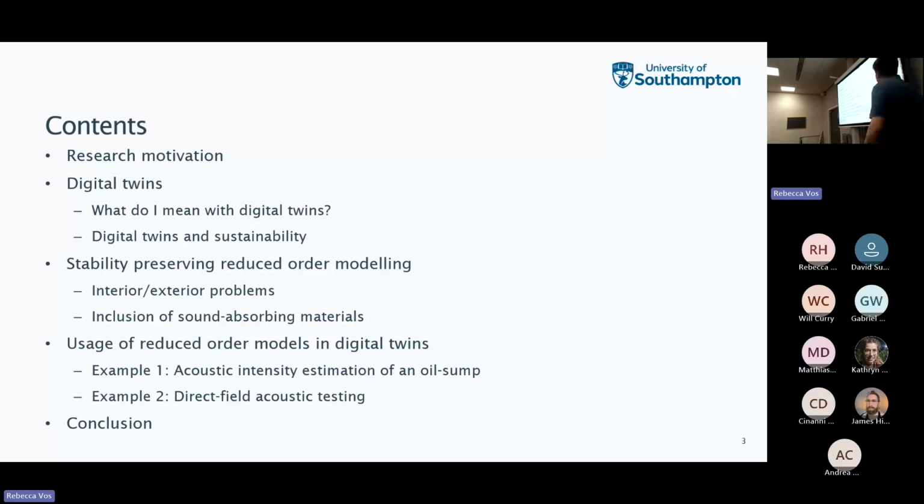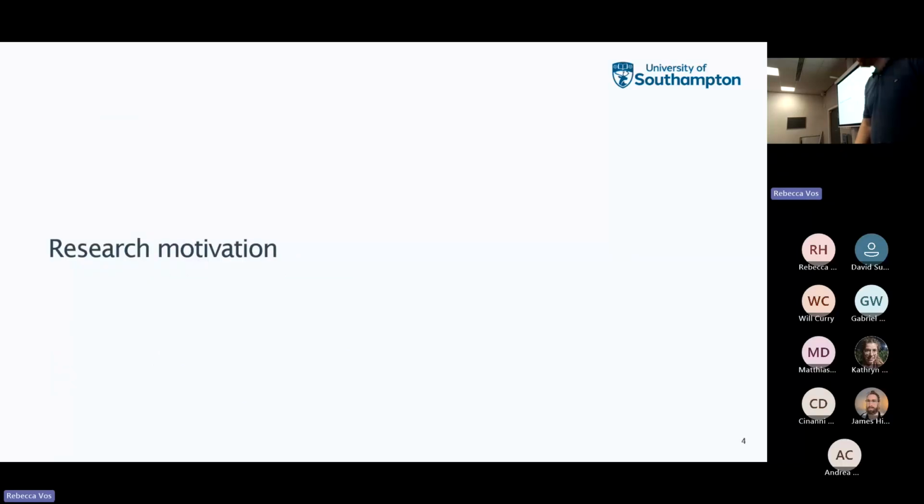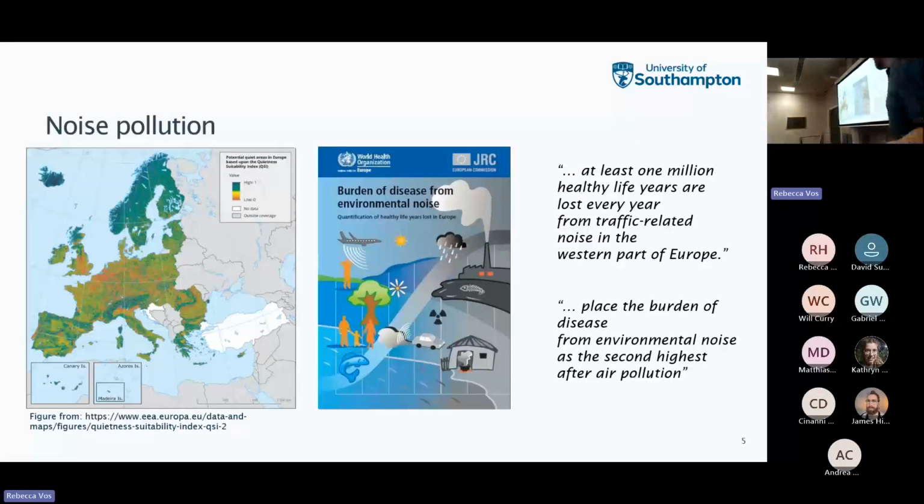Then I will talk about stability preserving reduced order modeling. This is a method that we're using to basically be able to use digital twins for vibroacoustics. And then I will conclude my presentation with a few examples that will demonstrate hopefully how we can use these methods effectively for acoustic problems. All right, so I'll start with the research motivation.